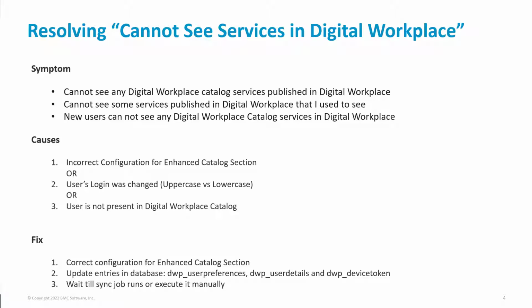Symptoms are cannot see any digital workplace catalog services published in digital workplace. For instance, a lot of users report that they cannot see some services in digital workplace. Based on user comments, we can identify that the majority of the services reported are DWPC services. SRM services are visible and working fine.